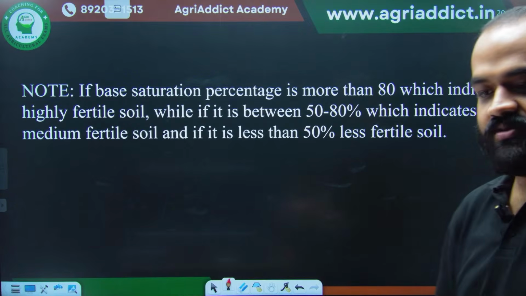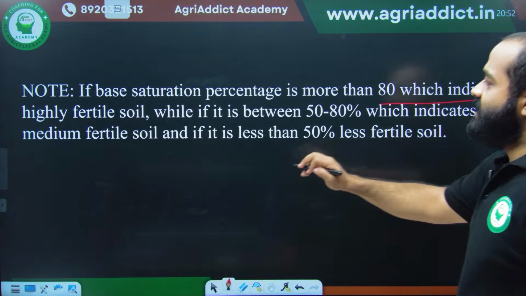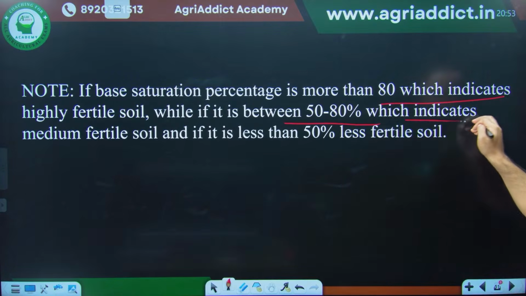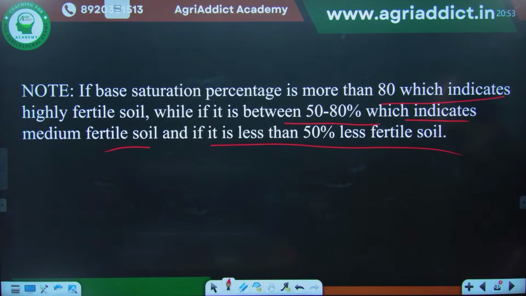Note for you, please note down: if base saturation percentage is more than 80, it indicates highly fertile soil. If it is 50 to 80, it indicates medium fertile soil, and if it is less than 50, it is less fertile soil, all right.